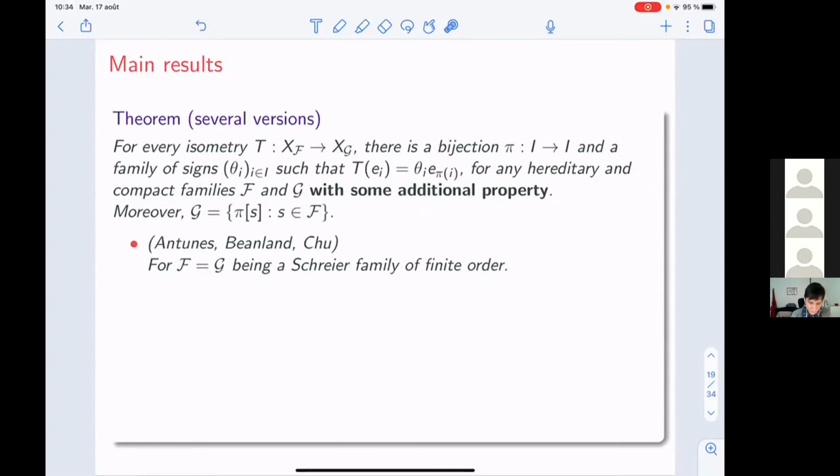So the first version by Antunes, Binland, and Shu was that if you have a Schreier family of finite order, both on the domain and codomain, so whenever you have an isometry of one of the Schreier spaces of finite order, then you can get this permutation. And indeed, I will also mention later, this permutation in that case is just the identity map.